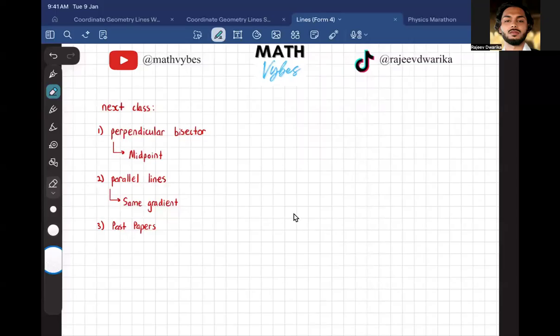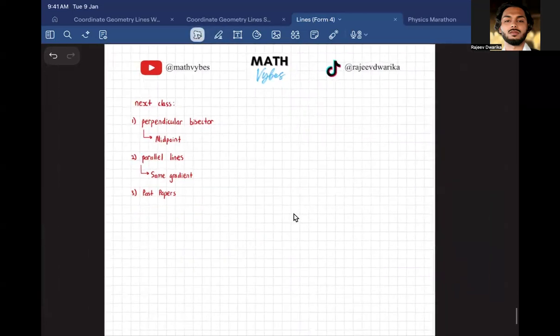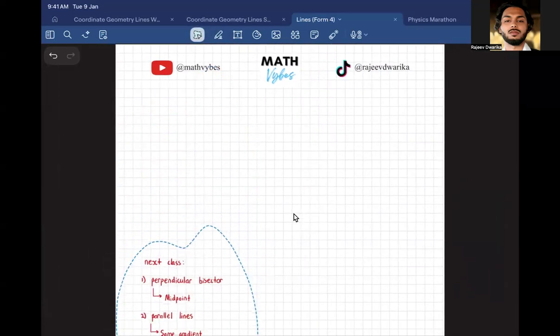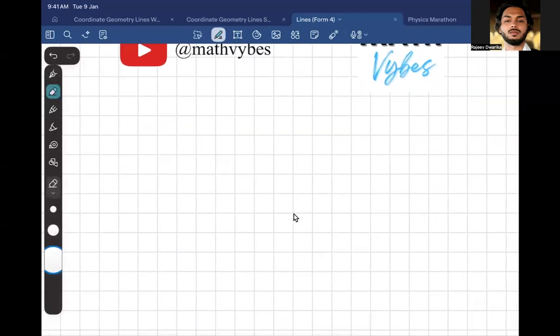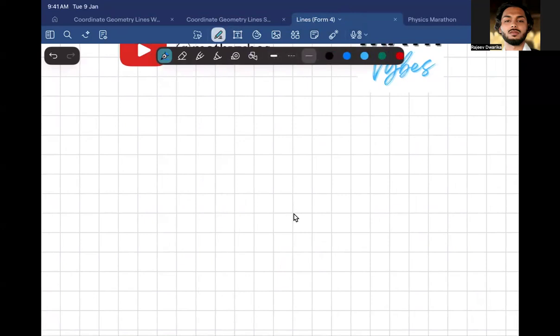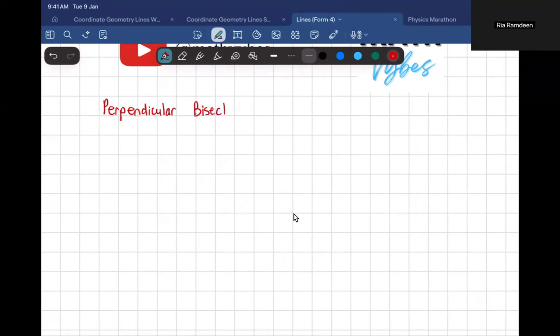Right. So we are on the perpendicular bisector now. So Maria, do we know what perpendicular lines are? Sorry, sir, I didn't hear you. Lines that are 90 degrees apart.